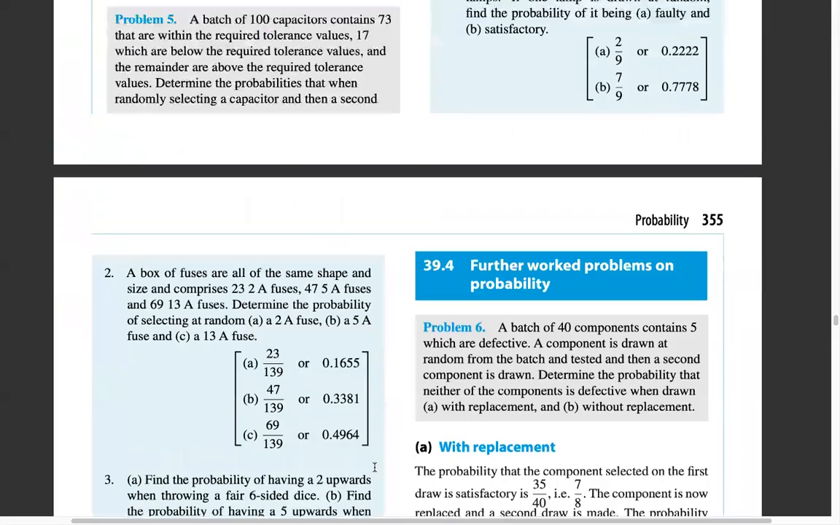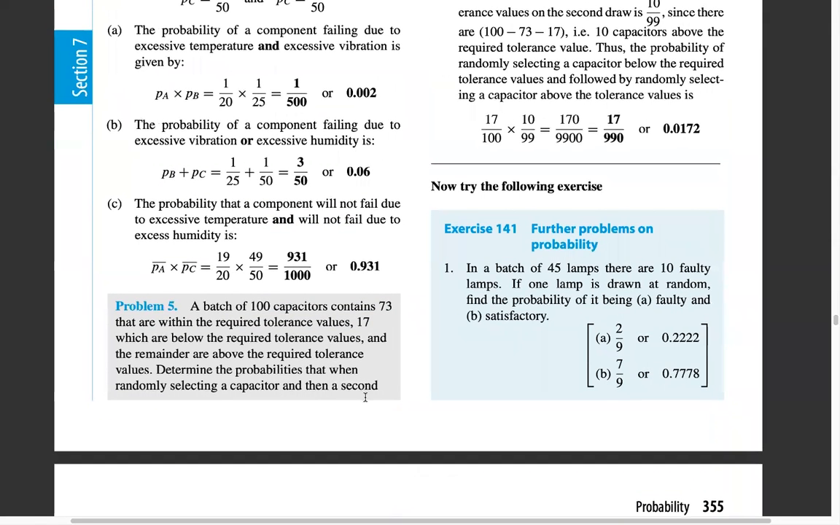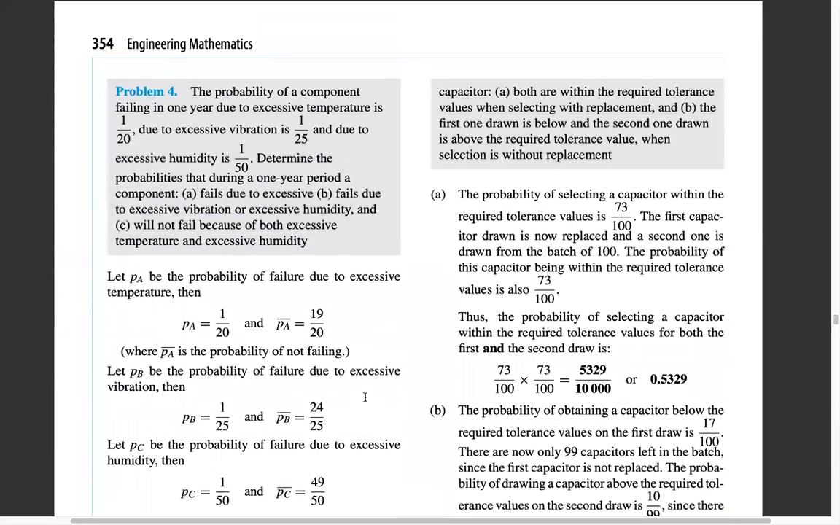I'll give you all some questions, so we'll try some questions here where we have some answers. They say a batch of 100 capacitors, 73 that are within tolerance, 17 below, and the remainder above. So you have normal ones, ones that are too high, and ones that are too low. They're asking if you randomly select a capacitor and then a second capacitor, what is the chance that both are within the required tolerance values, with replacement and without replacement?